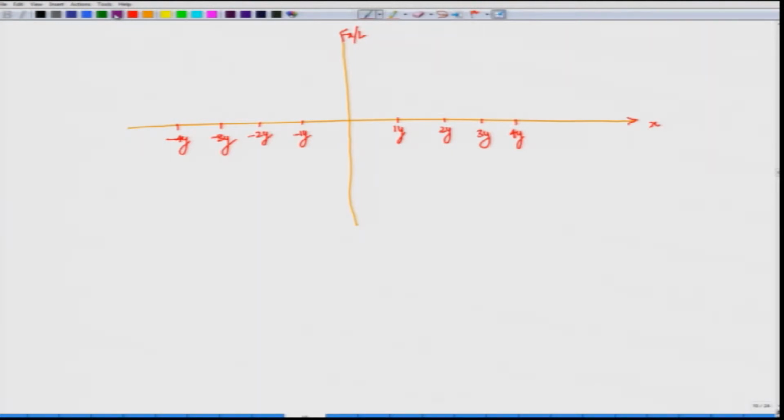And we have already shown that Fx by L will be equal to 0 when x is equal to 0, Fx by L will be equal to 0 when x is equal to y, and it will be negative in between this region, and beyond this it will be positive. And when you plot it, you would find that this comes out like this.